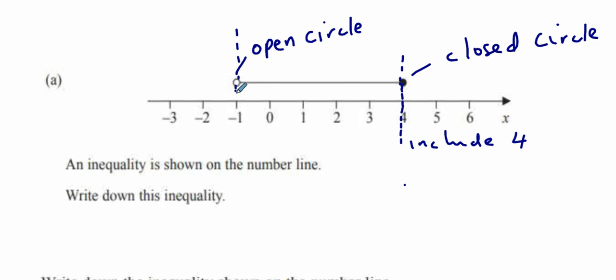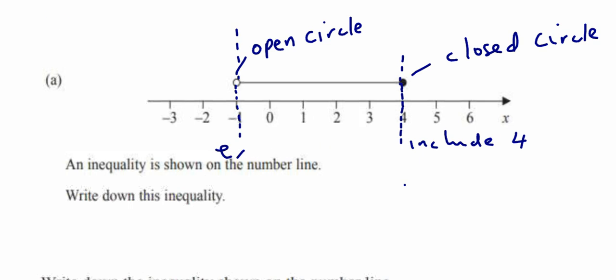This means exclude negative 1. See, if you are to list the numbers between negative 1 and 4, you are going to include 4 in the list and go all the way up to negative 1.